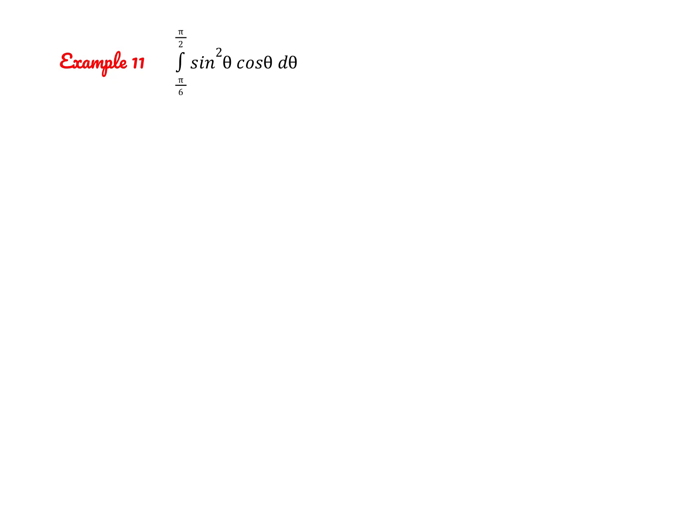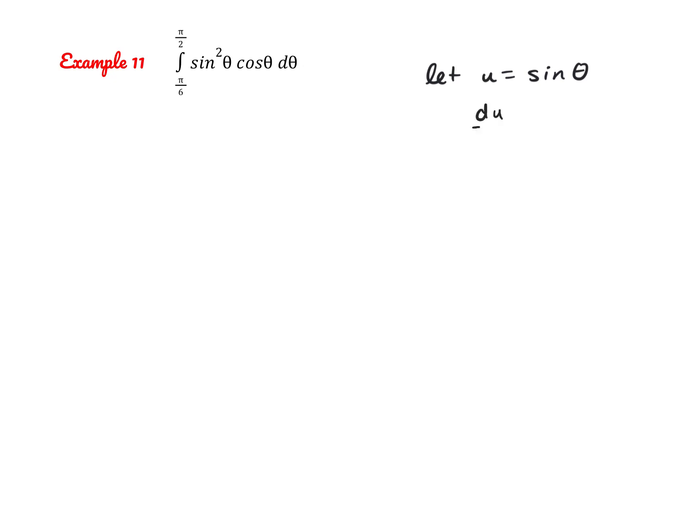All right, let's look at this next example. Here we have the integral from pi over 6 to pi over 2 of sine squared of theta cosine theta d theta. So here, if we have sine and cosine, again, we could use either one as u, but remember the derivative of sine is just cosine. So let's let u equal the sine of theta. Notice I'm not doing sine squared. When we substitute it in, we can just call it u squared.